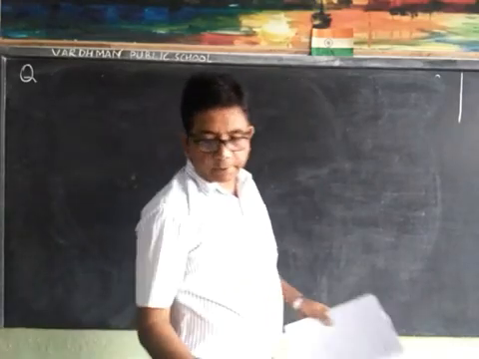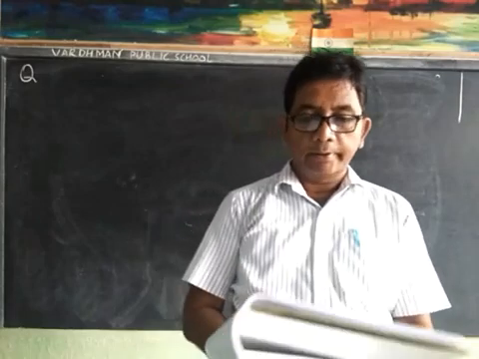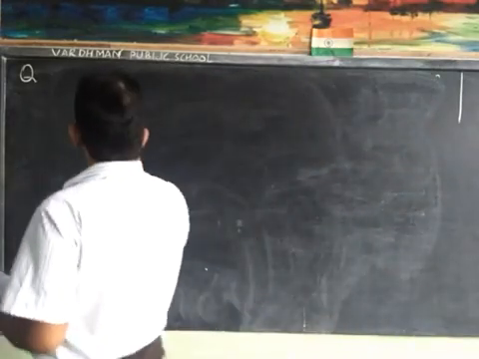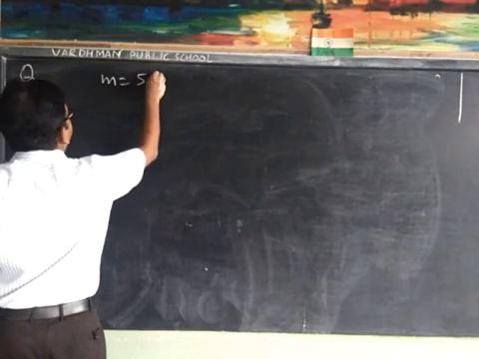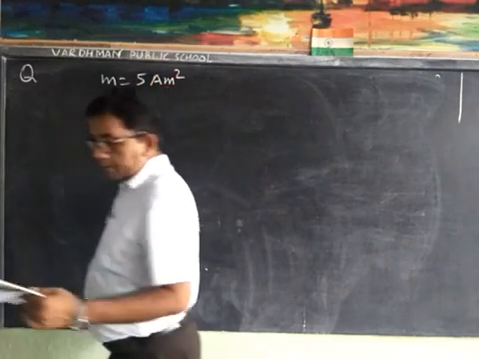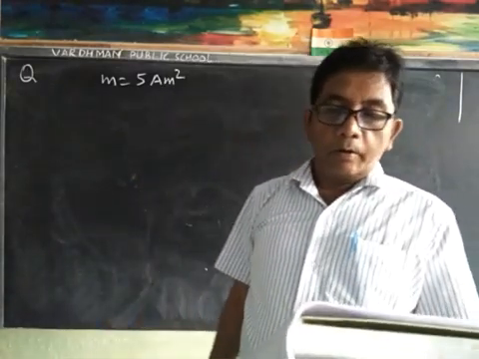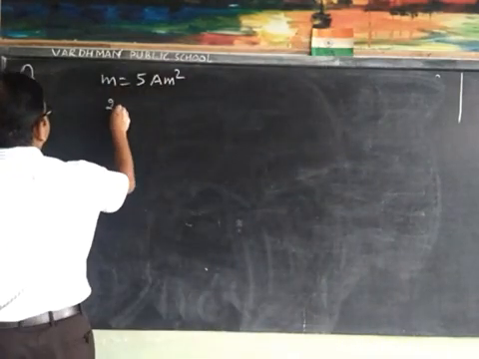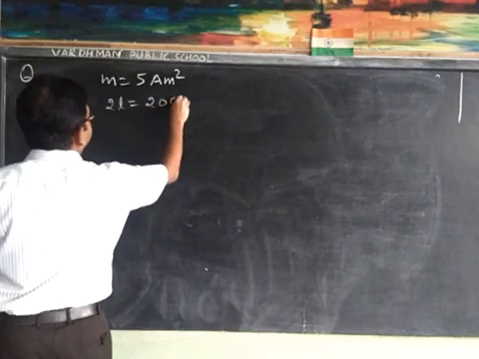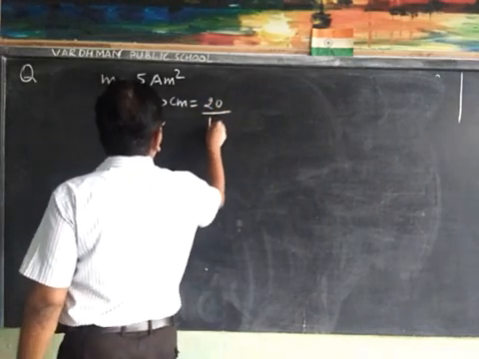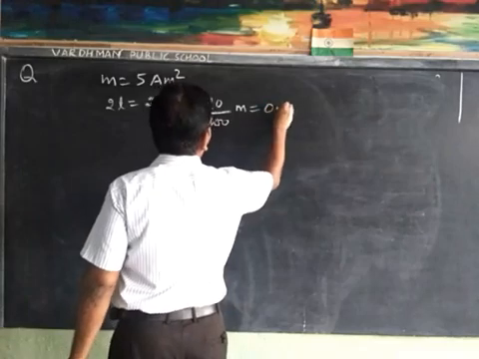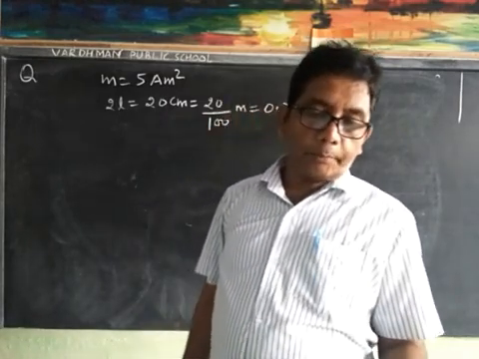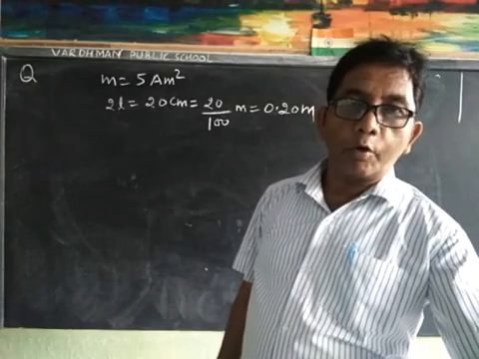Our next numerical: a bar magnet of magnetic moment 5 ampere meter square has poles 20 centimeter apart, that is 2L is equal to 20 centimeter, which is 20 upon 100 meter, that is 0.20 meter. Calculate the pole strength.